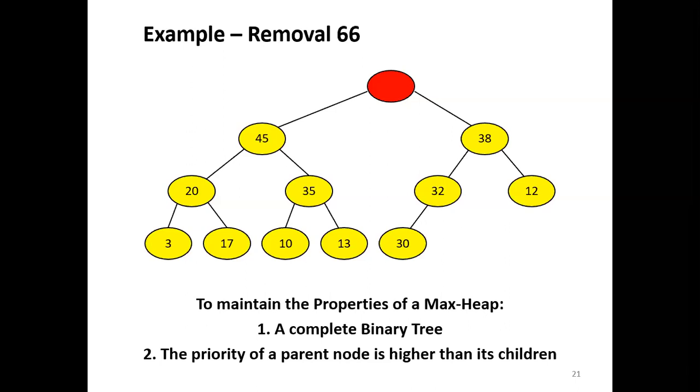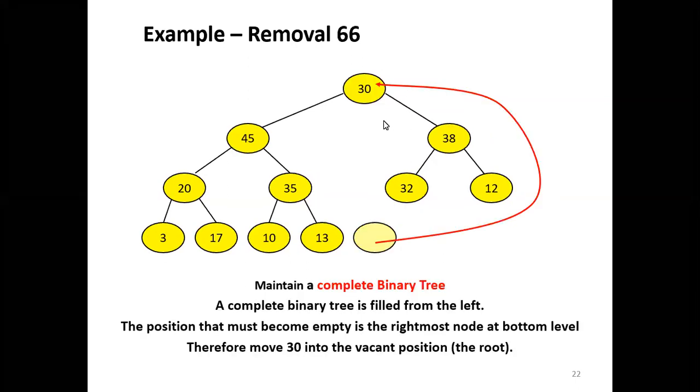The complications are that the tree is separated, because on removing this, we have the 45 subtree and the 38 subtree. Another problem we will face is that we have to restructure this to restore it to max heap properties. So what do we do?